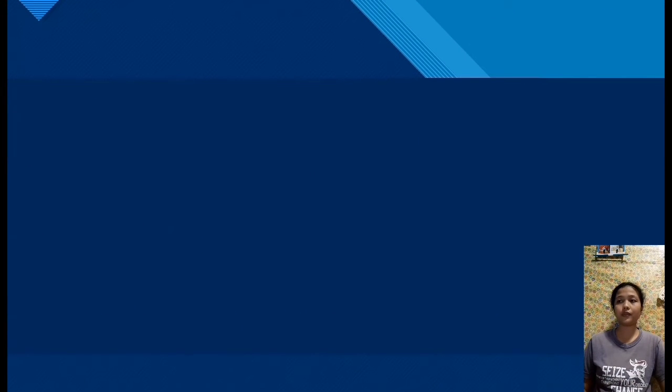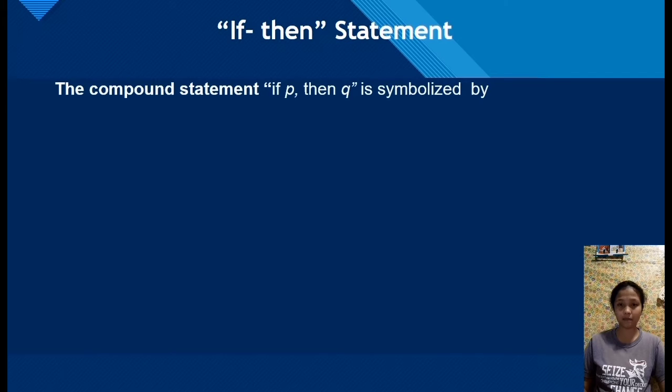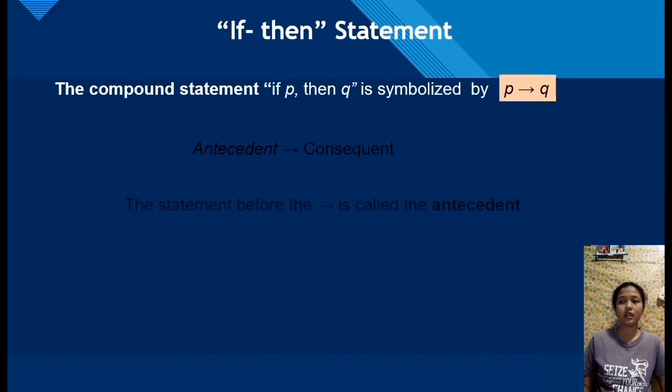Next, the if-then statement. The compound statement if P then Q is symbolized by P arrow Q. This if-then statement has two parts, the antecedent and the consequent. The statement before the if-then, or the arrow, is called the antecedent, and the statement after the arrow is called the consequent.